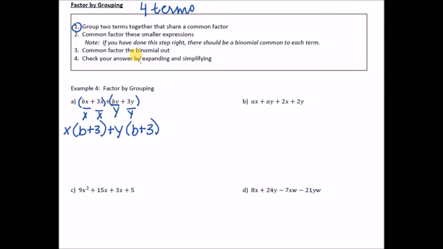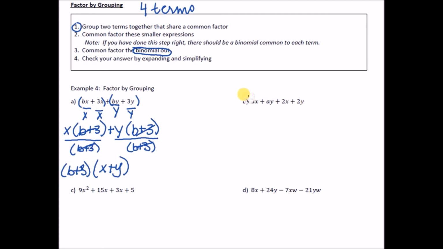What we want to do now is factor out the binomial. Okay, so we can see that b plus 3 is common in this term and in this term. So this time, b plus 3 is going to be our greatest common factor. And we can write b plus 3 here. And what do we have left in the first term? We have x left. What do we have left in the second term? We have a y left. So our factor is actually b plus 3, x plus y.